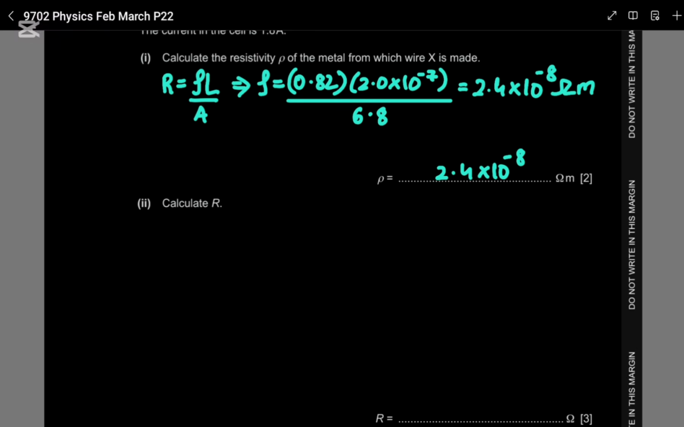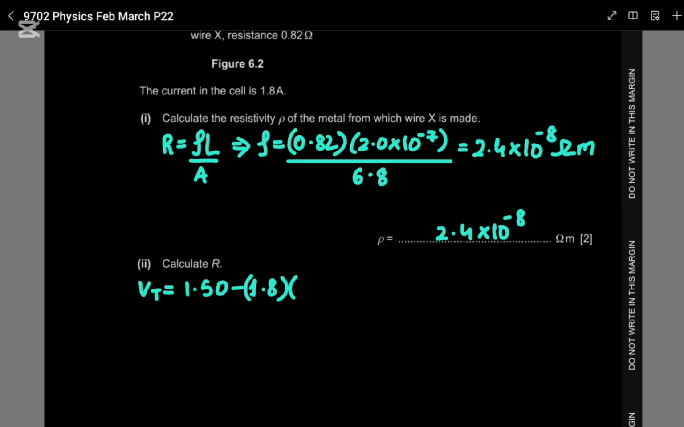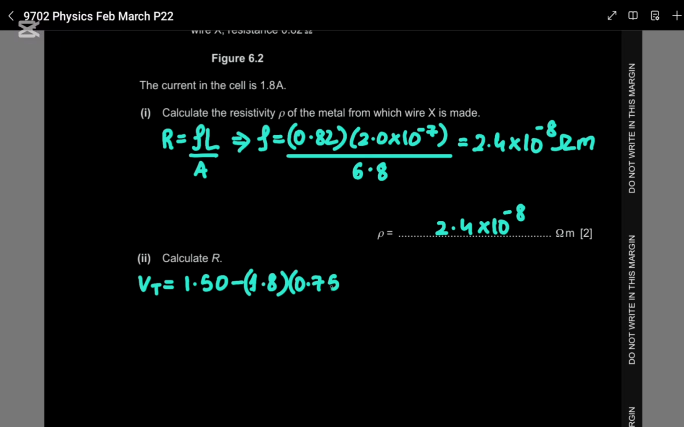Now wait, let's find V terminal first, which is going to be the EMF, which is 1.50, minus 1.8, the current, times 0.75. I think, yes, 0.75. What does this give me? 1.5 minus 1.8 times 0.75 gives me 0.15 volts. And this is going to be equal to Vx and Vr.